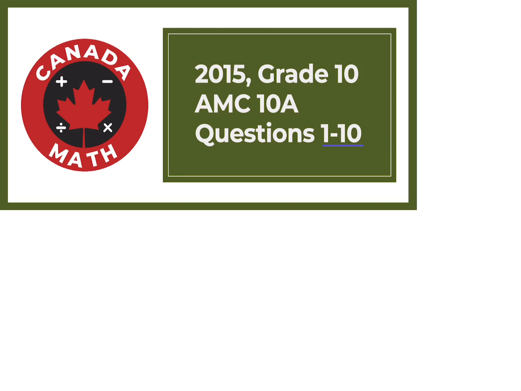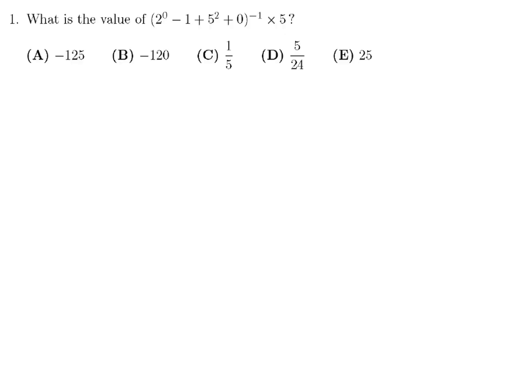Questions 1 through 10 on the 2015 Grade 10 AMC 10A. What is the value of 2 to the power of 0 minus 1 plus 5 to the power of 2 plus 0, all to the negative 1 times 5?